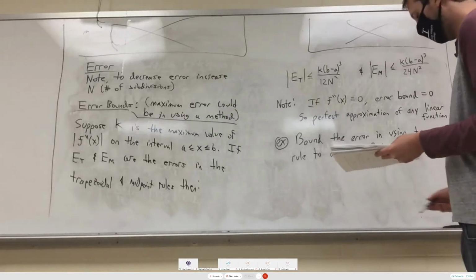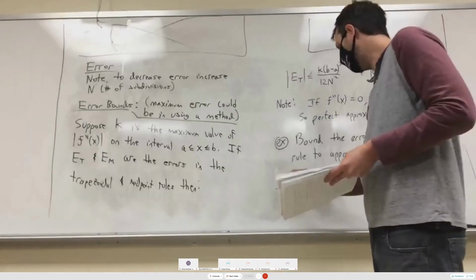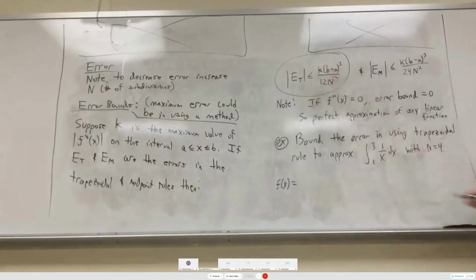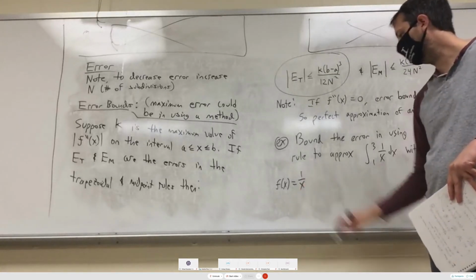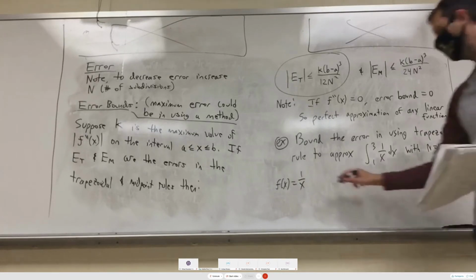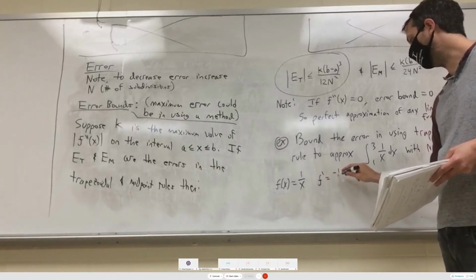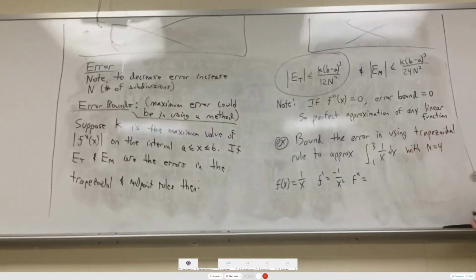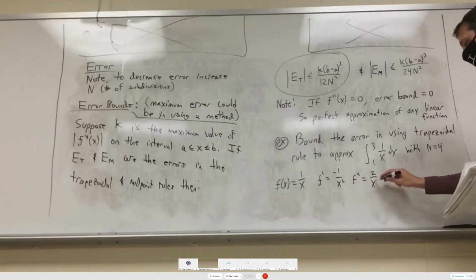Okay, so I guess we should write down what f of x is. All right, we're going to be plugging into this formula. The first thing we need to figure out is the k. F of x is obviously 1 over x. And the k is the maximum of the second derivative on the interval. So I'm going to have to take the second derivative and then figure out what its maximum is going to be. So f prime of x is negative 1 over x squared. F double prime is negative 2 comes down, so I get positive 2 over x cubed.